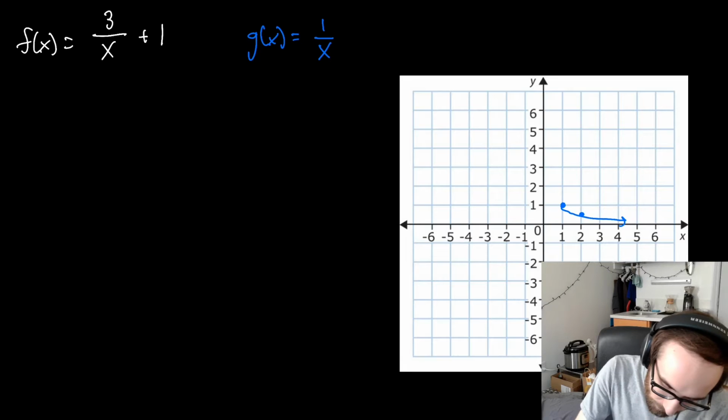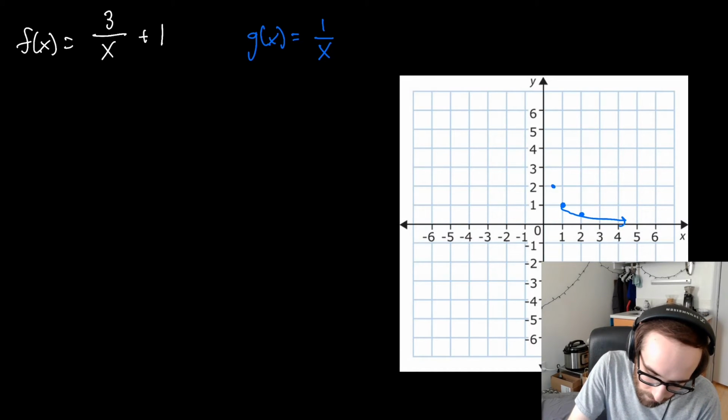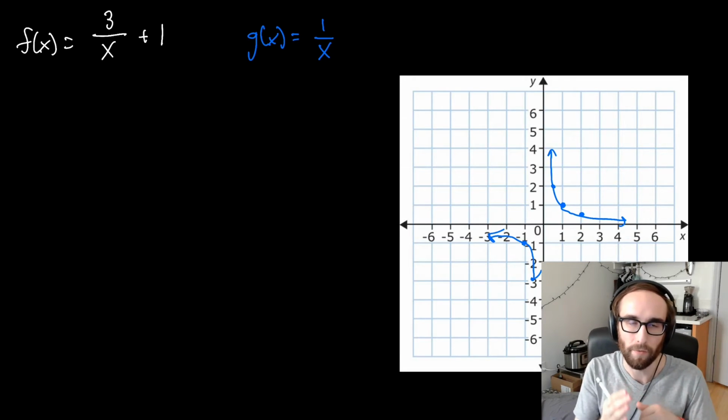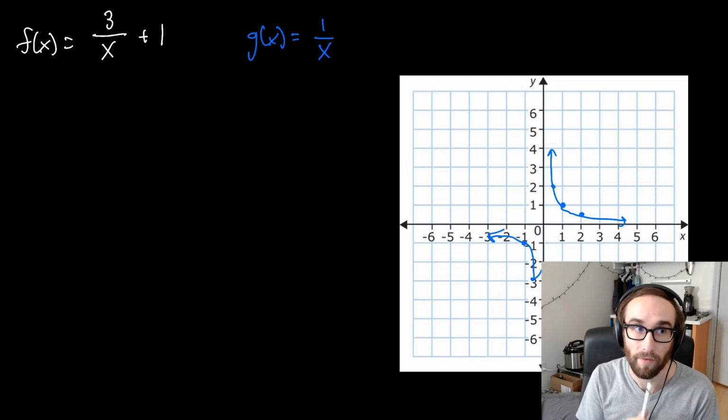Kind of goes down like that. And (1/2, 2) is also another point. And then we have the exact same curve, but down here. Okay, so we have two curves in the first and third quadrants, and that is for g of x.